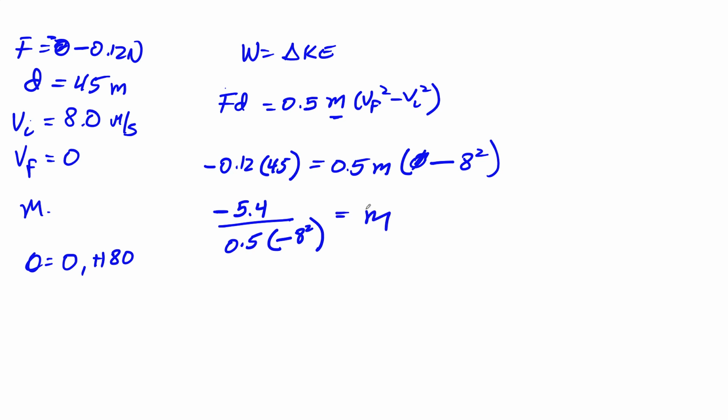Now, these negatives are going to cancel. So 5.4 divided by the quantity 0.5 times 8 squared, you're going to get a mass of 0.169 kilograms, or 169 grams.